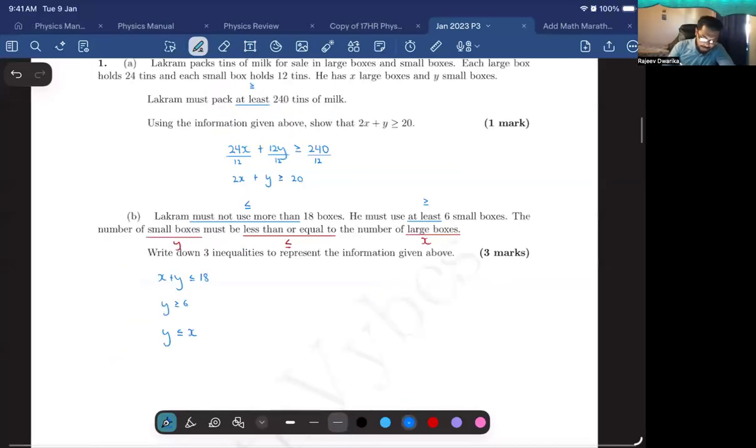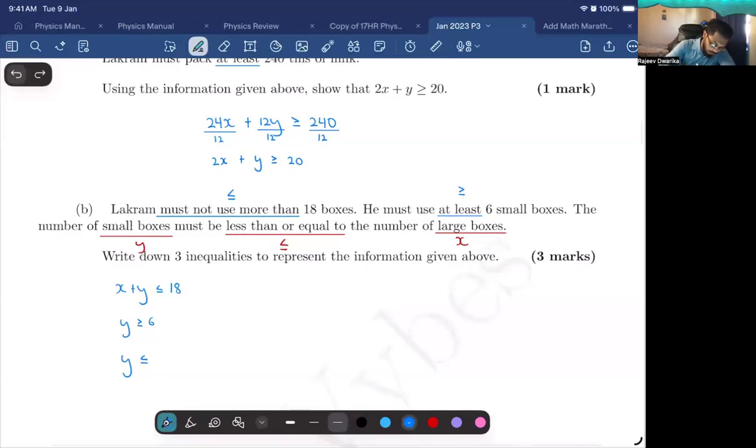Was there anybody that did not understand at all how I came up with these three inequalities? Talk to me, guys. Don't be scared. Again, I have big teeth but I don't bite.